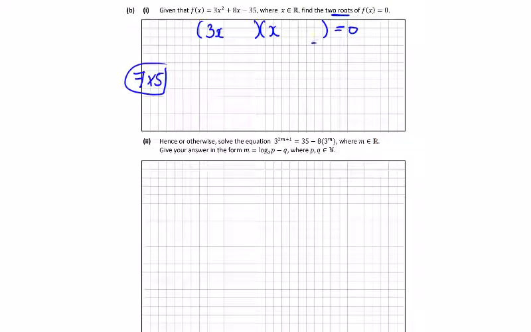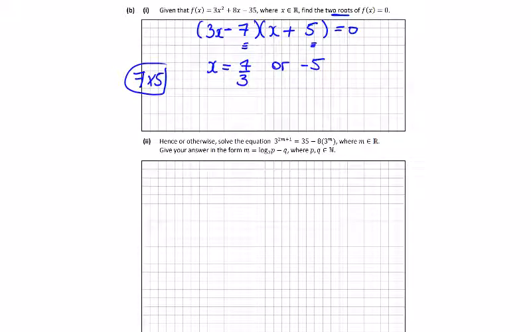A 7 over here would give me 21. That's not going to work. A 7 here would give me 7. You can see here that's going to work. And 15, that can give me 8. I want plus 8x, so plus 15x from 3 by the 5, minus 7. So the roots are x is equal to 7 over 3 or minus 5.